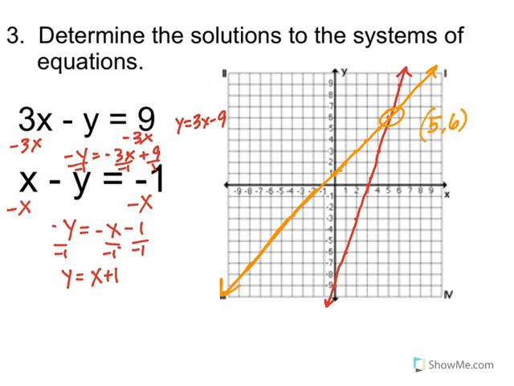Again, you always want to check it. So I check it in the first one. That's 3 times 5 minus 6 equals 9. So 15 minus 6 equals 9, and that's true. And then I have 5 minus 6 equals negative 1. Negative 1 equals negative 1, so that's true. So again, you always want to go back and check it just to make sure you didn't make any careless mistakes.